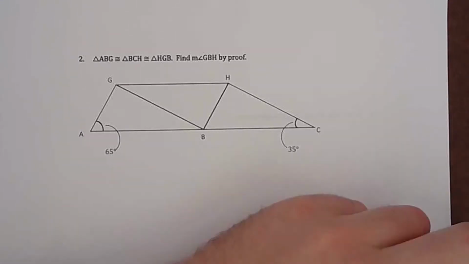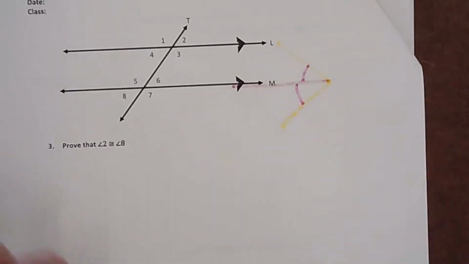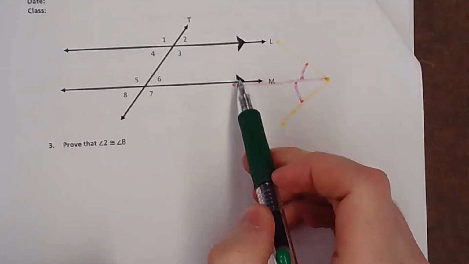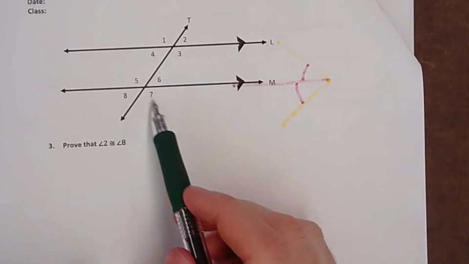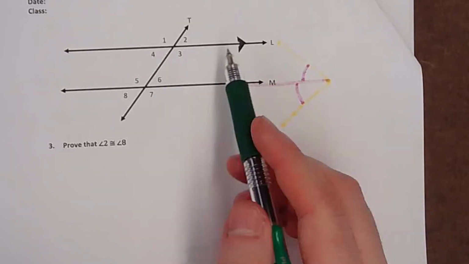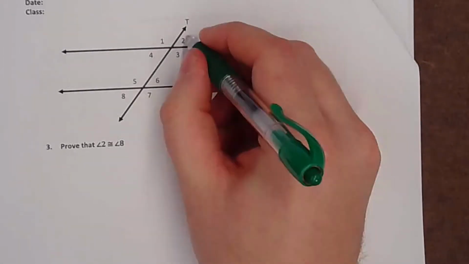This one, let's pass on it for now. Takes a while. Let's go on to number 3. All right, so we have a transversal that's cutting two parallel lines. That's what the symbol means here, parallel. And when a transversal cuts two parallel lines, we get 8 angles, and we get special properties. They want us to prove that 2 and 8 are congruent, so 2 and 8.